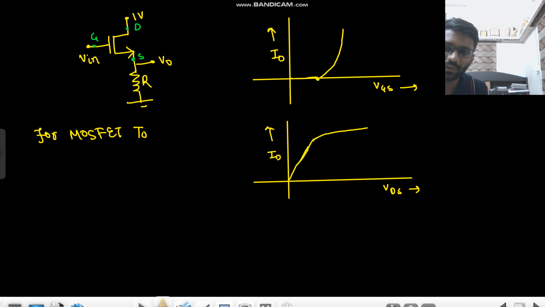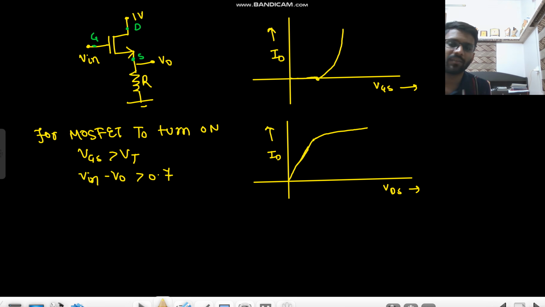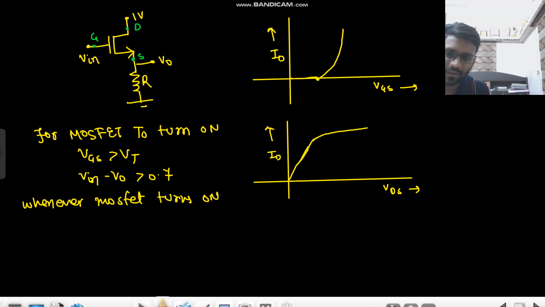For MOSFET to turn on, VGS should be greater than VT. What is your VGS? V in minus V naught should be greater than 0.7. But whenever MOSFET turns on, ID will be very small. Right? If ID is very small, V naught will be very small.